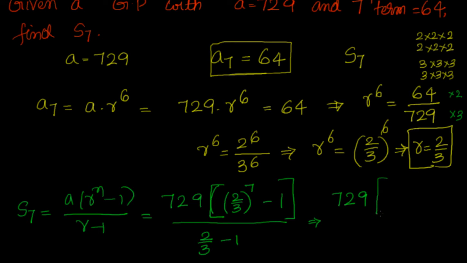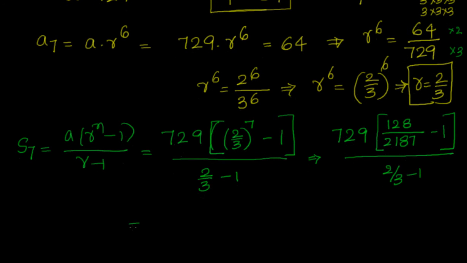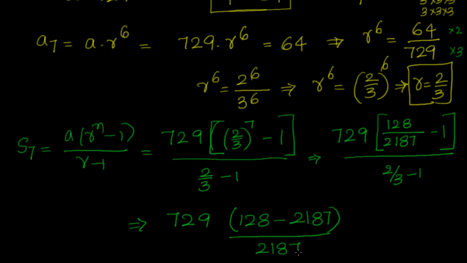So with a little bit of work, I can say that it's equal to 128 divided by 3 7s are 21, 29 is 87, so 2187, minus 1, divided by 2 by 3 minus 1. So let's simplify this one. This is equal to 729 into (128 minus 2187) divided by 2187, into (2 by 3 minus 1). That's equal to minus 1 by 3, or I can say it as minus 3.